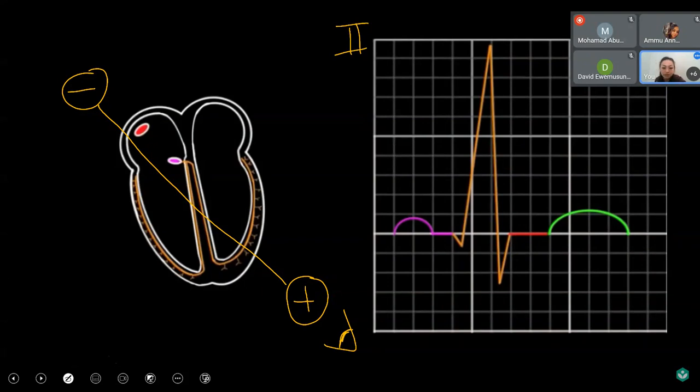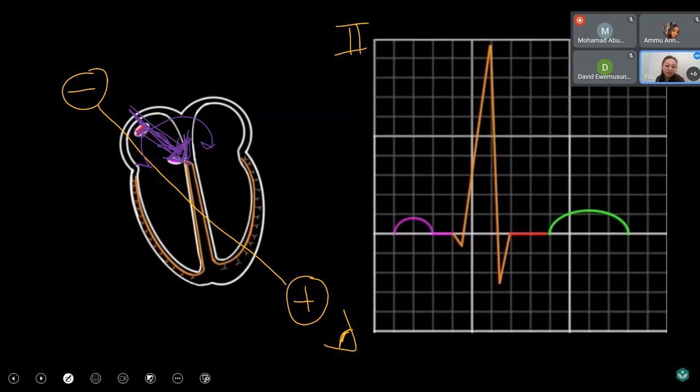So why do we see a positive deflection for the P wave? P wave is atrial depolarization, and the impulse starts from where normally? SA node. So SA node is this thing here. When the SA node sends an impulse, it spreads all over the atria. But the general trajectory of the vector is going this way to the AV node. So the direction is generally that arrow to the AV node.